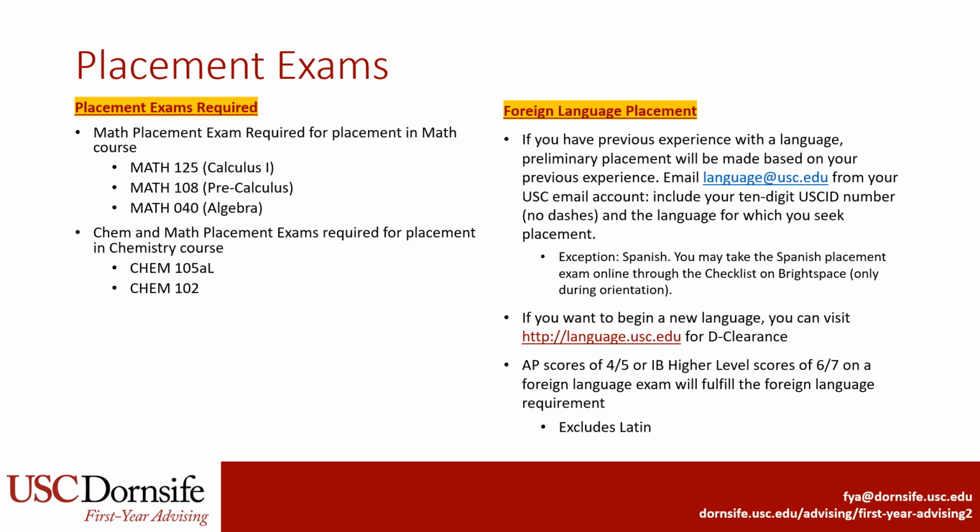If you're not satisfying the foreign language requirement in any of these ways, you will need to take the foreign language courses. If you have previous experience with a language, you may contact the Language Center for placement for your first semester. The exception would be Spanish, which requires a placement exam that you can access on Brightspace only during orientation. If you want to start a new language at level 1, you may request clearance for level 1 of the language. Please note that the Language Center will confirm that you do not have academic experience in the language you are requesting level 1 clearance for.